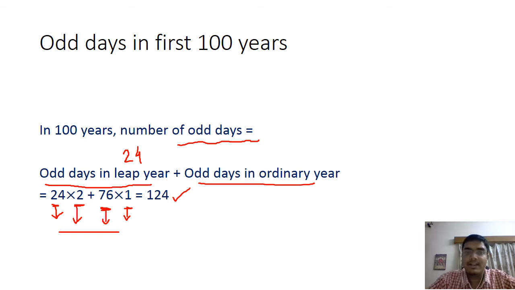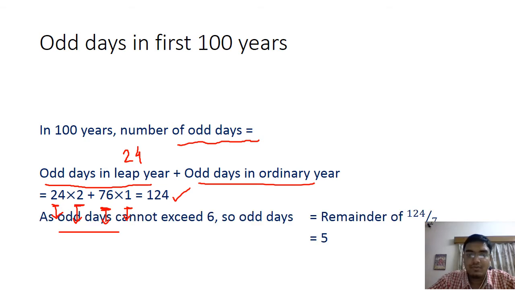Now I told you earlier that odd days cannot be more than 6, because whenever we are finding the remainder, remainder is always less than the divisor. If you are dividing something by 7, your remainder must be less than 7. So what we'll do is we'll divide 124 by 7 and find the remainder again. So when we find the remainder of 124 by 7, we get 5.